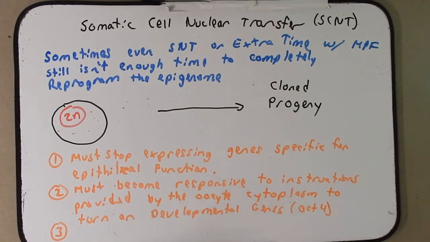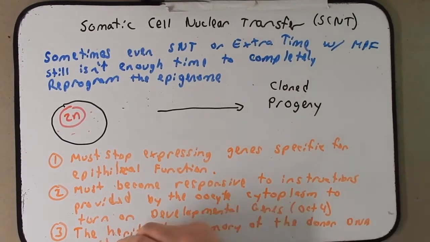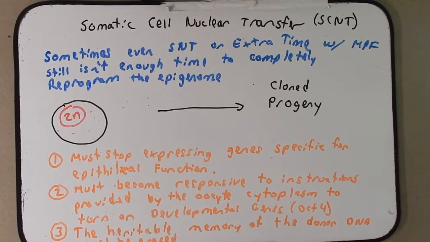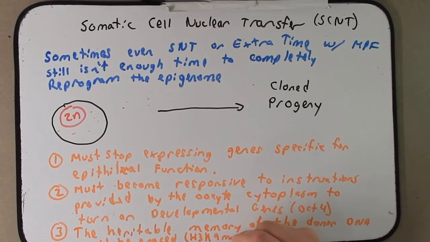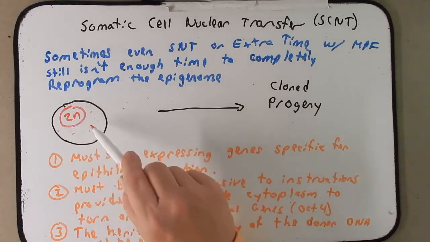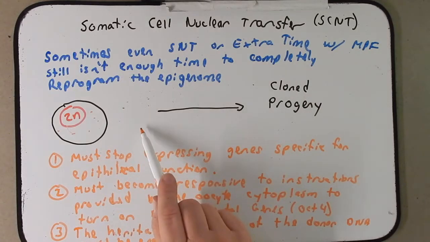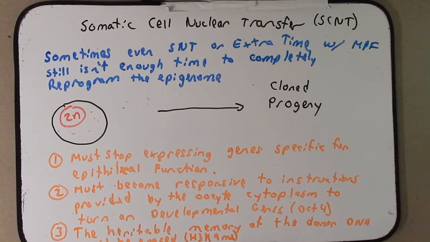This last one here is maybe the toughest one. The heritable memory of the donor DNA must be erased. Those histones that are attached to certain genes, certain areas of the chromosome, have to be detached, so they're loosely associated with the chromatin. So like H3K9 methylation, one might predict should be removed to make it go from heterochromatin more to euchromatin. Because remember, we need the DNA here to be mostly euchromatic so that it can have that potential to become any particular cell. So these three things have to occur.